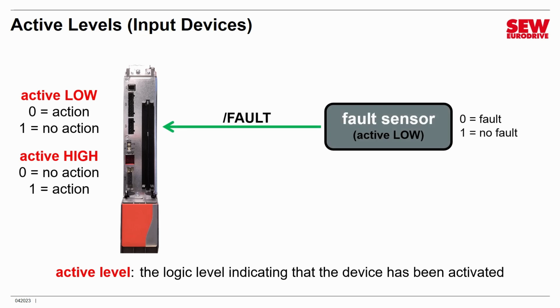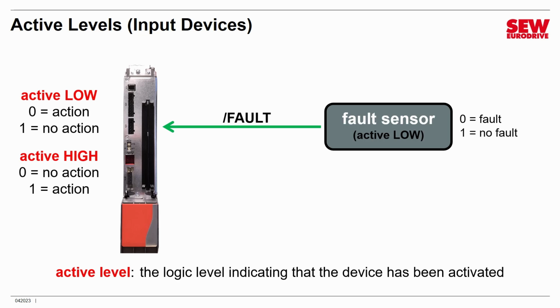Let us say you have a fault sensor connected up to your VFD. It's going to detect some kind of fault, like maybe a jam or something. The fault sensor is probably going to be active low, meaning that if it outputs a 0, it indicates it's faulted, something is wrong. And if it outputs a 1, it means nothing's wrong, everything's good.